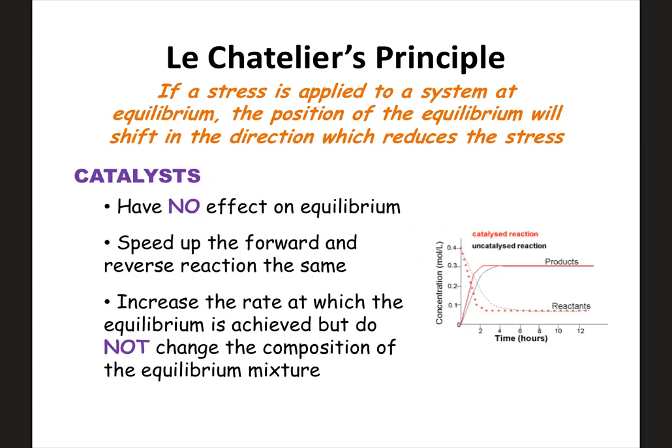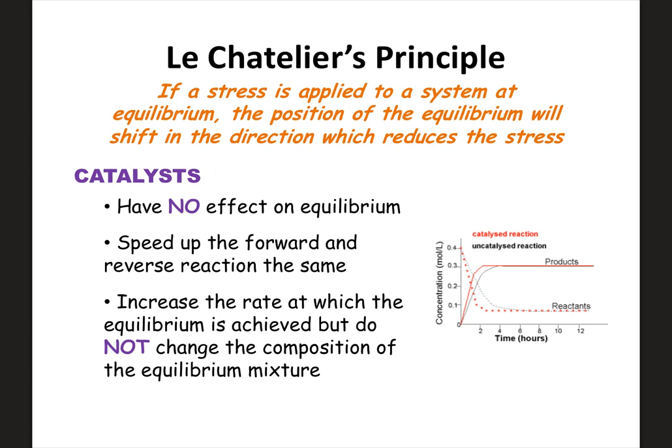Catalysts have no effect on the equilibrium, all right? So they're not going to be a stressor here. Essentially, they speed up the forward and the reverse reaction exactly the same. So basically, they increase the rate at which you get to equilibrium, but it's not changing the actual composition of the equilibrium mixture. They just allow you to get there faster, but your equilibrium mixture has the exact same composition.